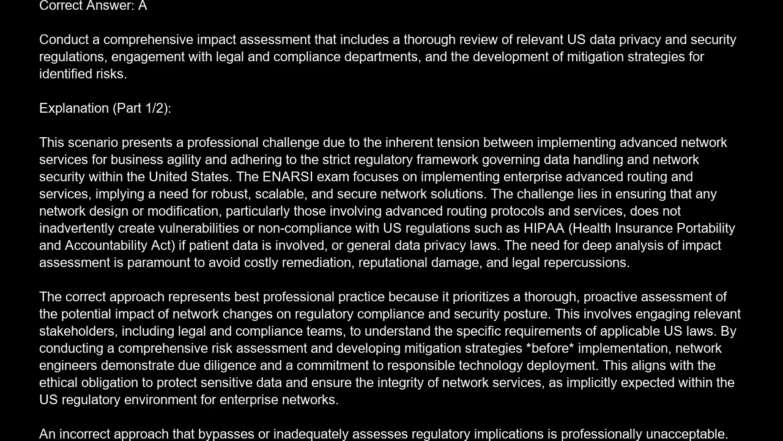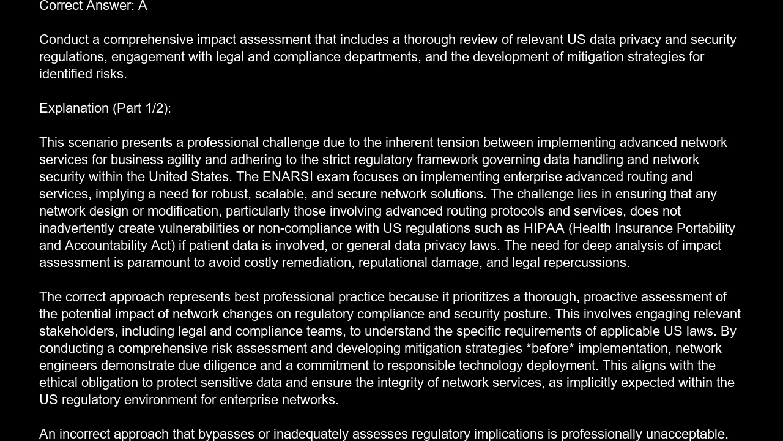Explanation. This scenario presents a professional challenge due to the inherent tension between implementing advanced network services for business agility and adhering to the strict regulatory framework governing data handling and network security within the United States. The ENARSI exam focuses on implementing enterprise advanced routing and services, implying a need for robust, scalable, and secure network solutions.